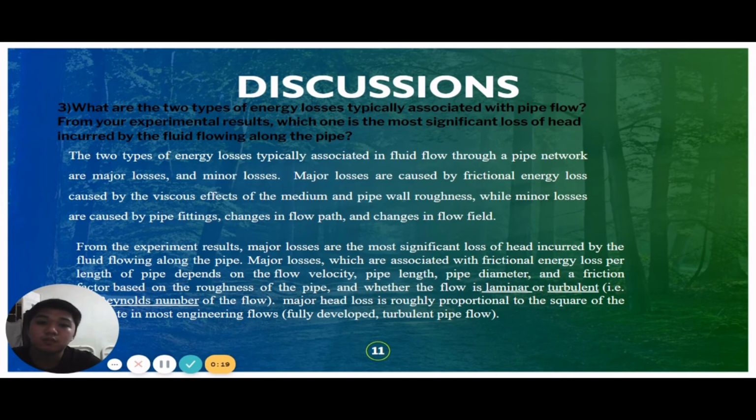The most significant loss of head incurred by the fluid flowing along the pipe is the major loss. The major loss is associated with the frictional energy loss per length of pipe. It depends on the flow velocity, pipe length, pipe diameter, and friction factor, based on the roughness of the pipe and whether the flow is laminar or turbulent.